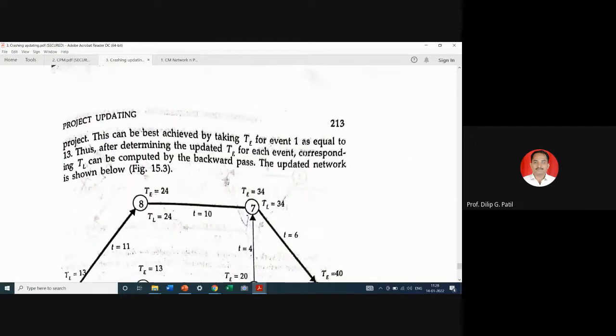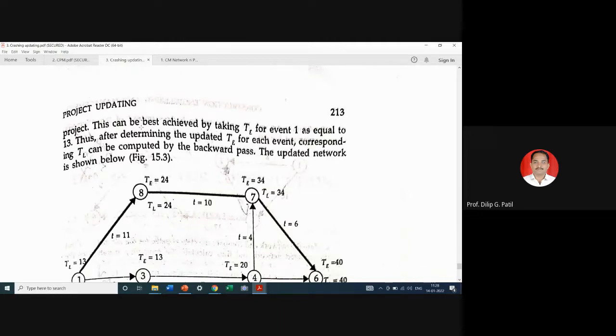This can be achieved by taking T of event 1 equal to 13. Thus, after determining the updated T of each event, the corresponding TL can be computed by backward pass. The updated network is shown below.